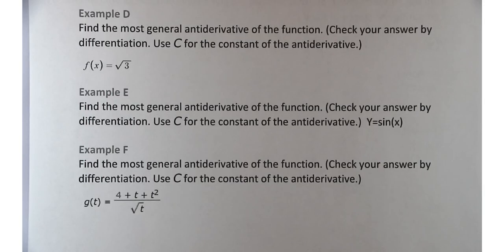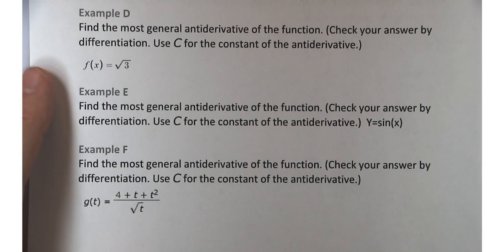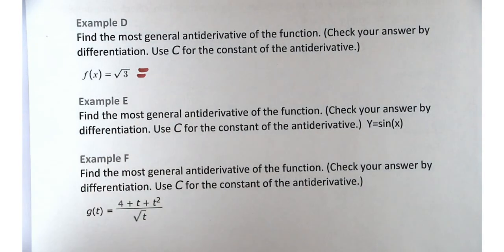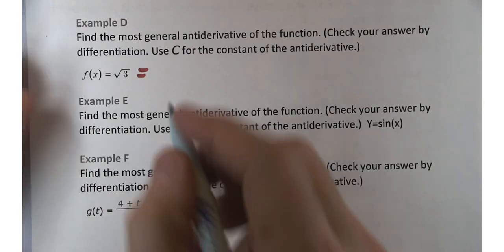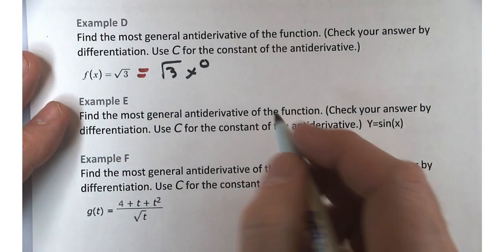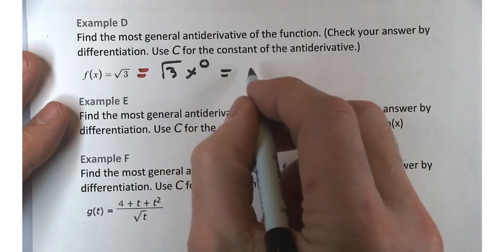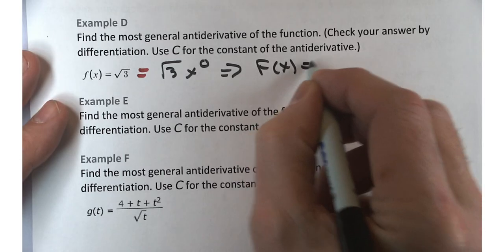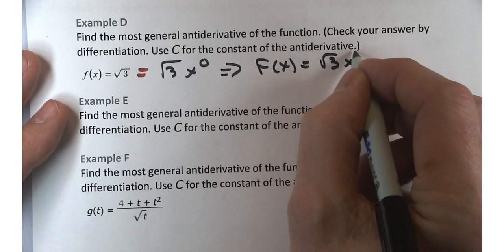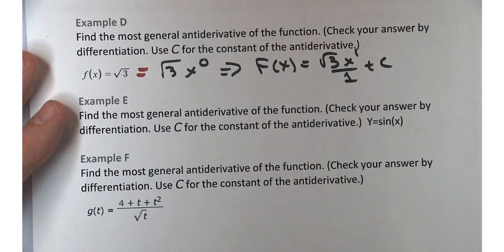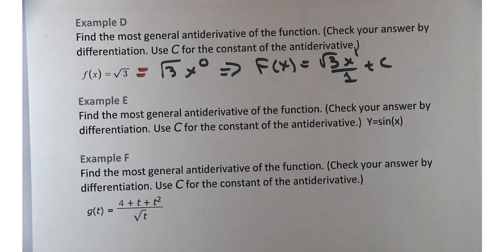Somebody said just a constant. Yeah, where's x? There is no x, right? So if you really wanted to rewrite it, I guess the most useful way to rewrite it is square root of 3 times x to the 0. And as far as the antiderivative is concerned, then f of x would be square root of 3 x to the first power divided by 1 plus your constant. Or basically just the square root of 3 times x plus c.